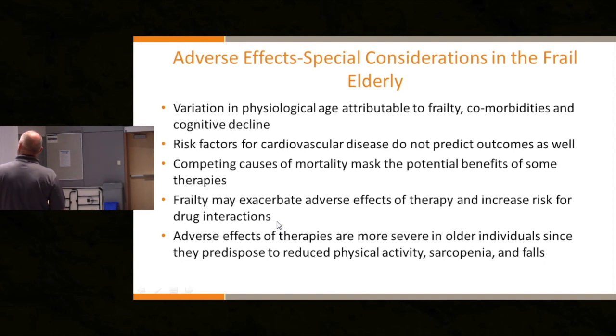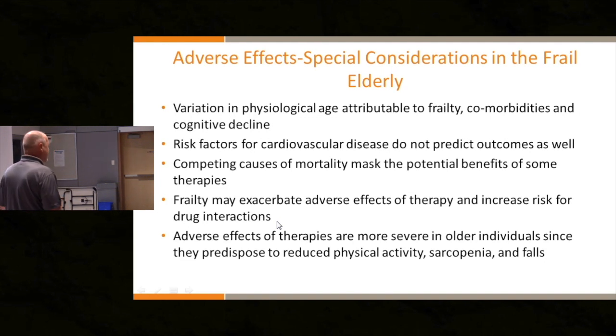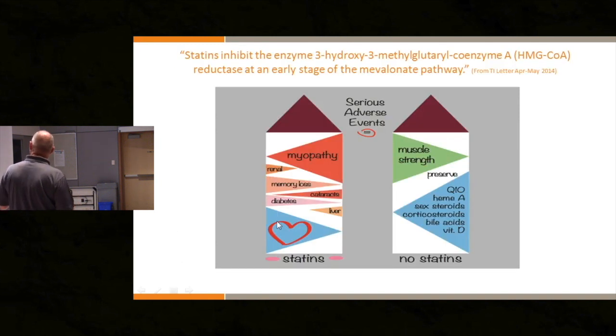So what about adverse effects? Well, what happens in the elderly? We know they have a lot of variation in their physiologic age because of frailty and comorbidities, so they don't handle drugs as well. Risk factors for cardiovascular disease do not predict outcomes as well in the elderly. And there are competing causes for mortality and frailty, of course. It's really hard to use the drugs because of the frailty that people have. And the adverse effects of therapies are more severe and predispose to all sorts of problems that we see in the older person.